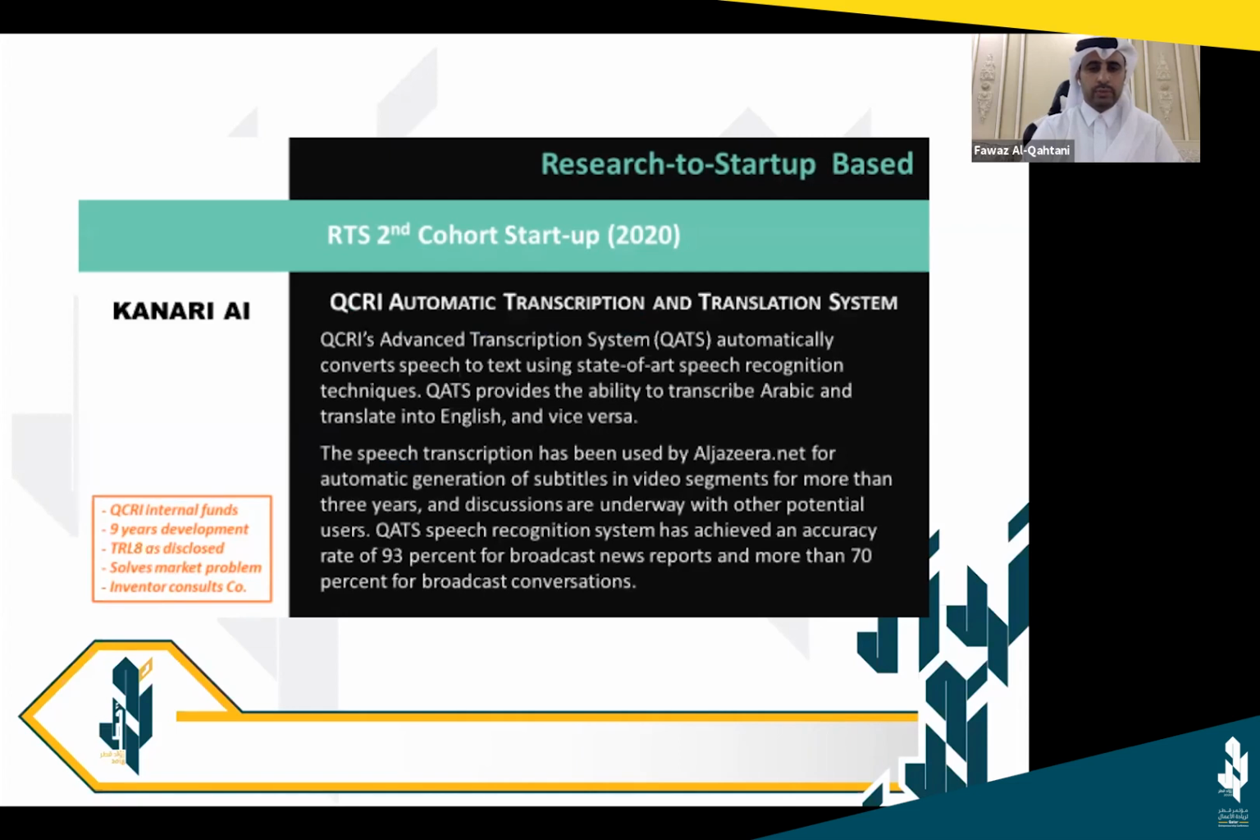It's called CAT, which is KCRI Advanced Transcription System. Sorry, it converts speech to text using state-of-the-art speech recognition technique. It can transcribe Arabic and translate it into English, or the other way around. So I think CAT is one of the best. It has a strong dialect system.